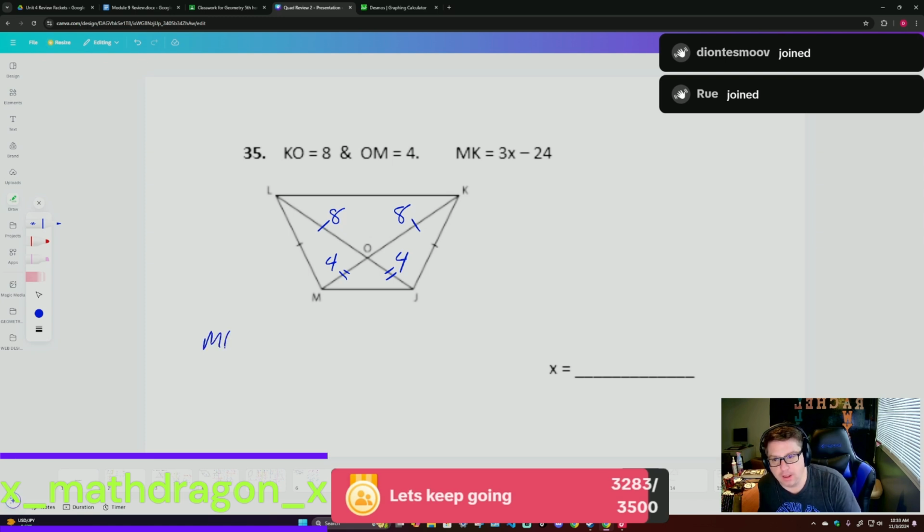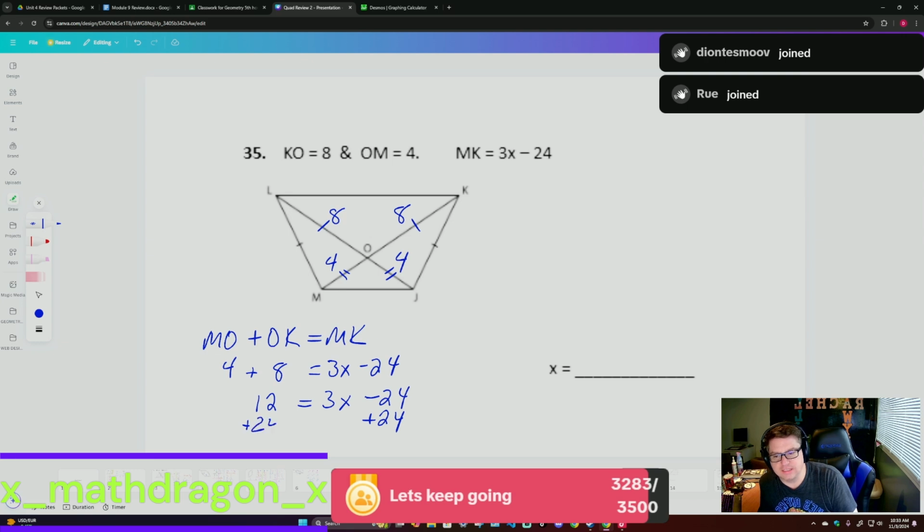So I'm going to write MO plus OK equals MK. This is the segment addition postulate. It's going to come back for the final exam. We have 3x minus 24. OK is 8. MO is 4. So we're going to get 12 equals 3x minus 24. Add 24 to both sides, and we're going to get 36. Divided by 3 is going to be 12. X equals 12.